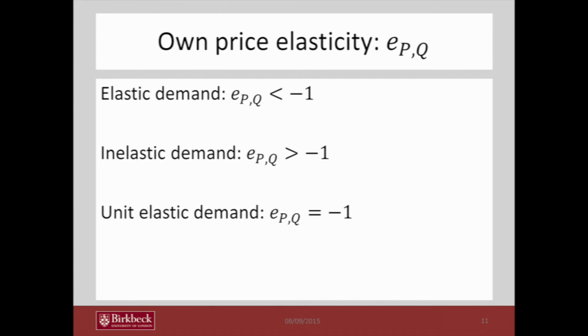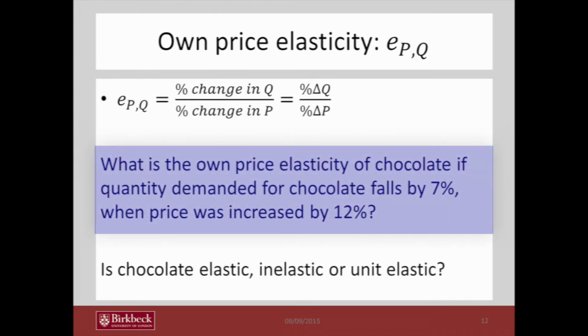So let's look at some exact calculation questions. So what is the own price elasticity? I need to be able to calculate EPQ, that's what I need to find, of chocolate if quantity demanded for chocolate falls by 7% when price was increased by 12%.